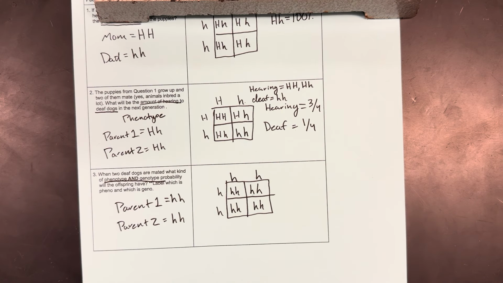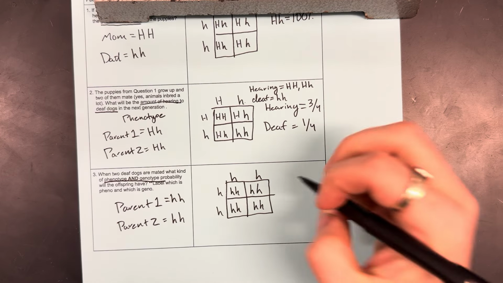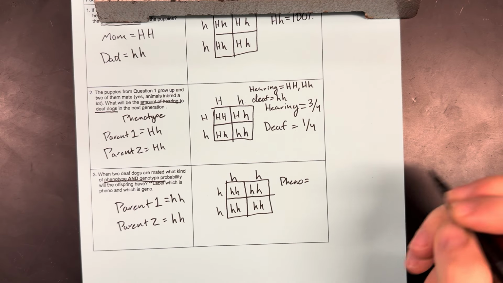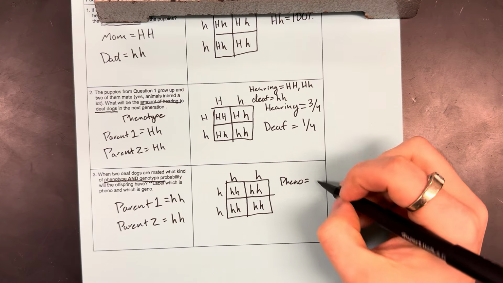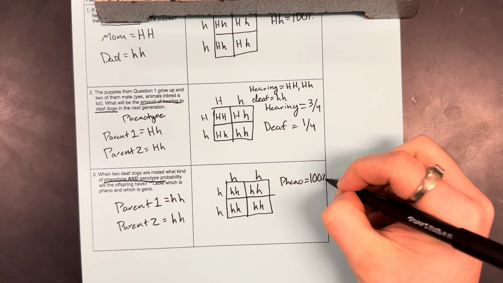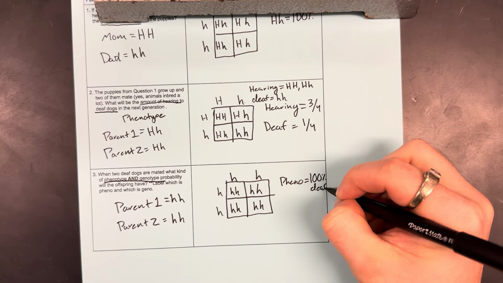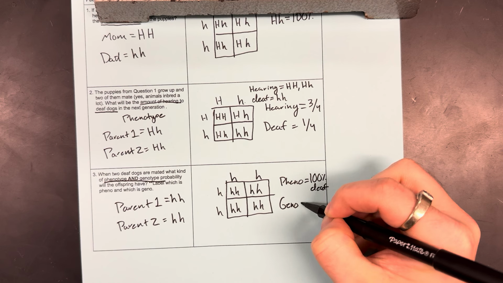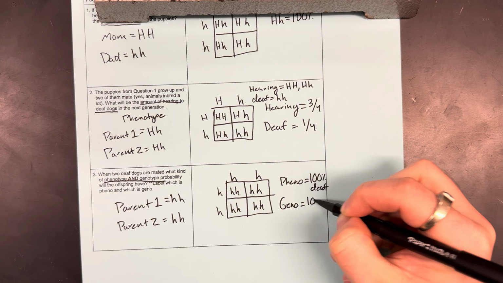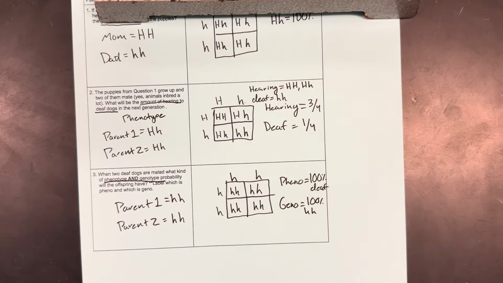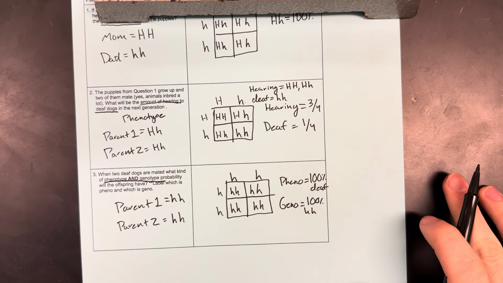And so we want to answer for phenotype and genotype. So pheno, that is going to be the physical trait, right? And so we're looking for either deaf or hearing. And so 100% of them are going to be deaf, since it's all lowercase, lowercase. Geno is all lowercase, lowercase. So we got 100%, lowercase, lowercase. Okay, that is how you can solve the 3 complete dominance problems. Good luck.